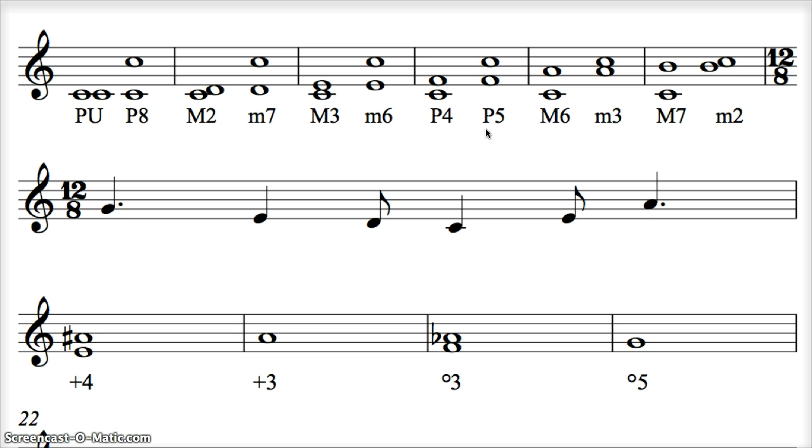So that's something to keep in mind. Whenever you invert a major interval, you get a minor interval. If you invert a minor interval, you get a major interval. But if you invert a perfect interval, you'll get another perfect interval.